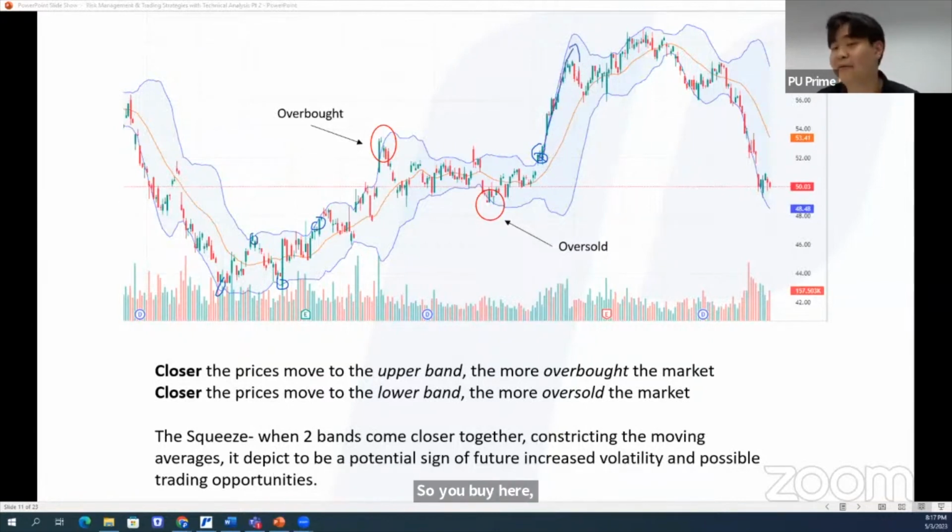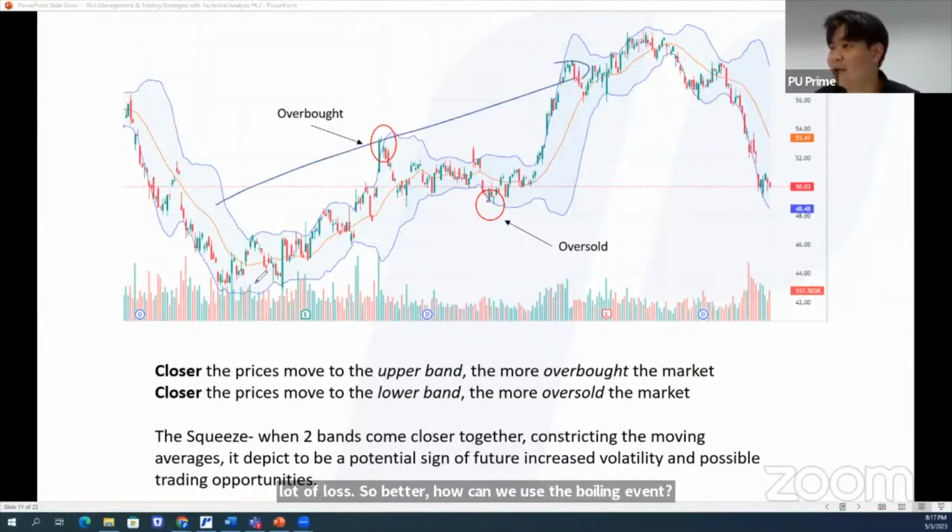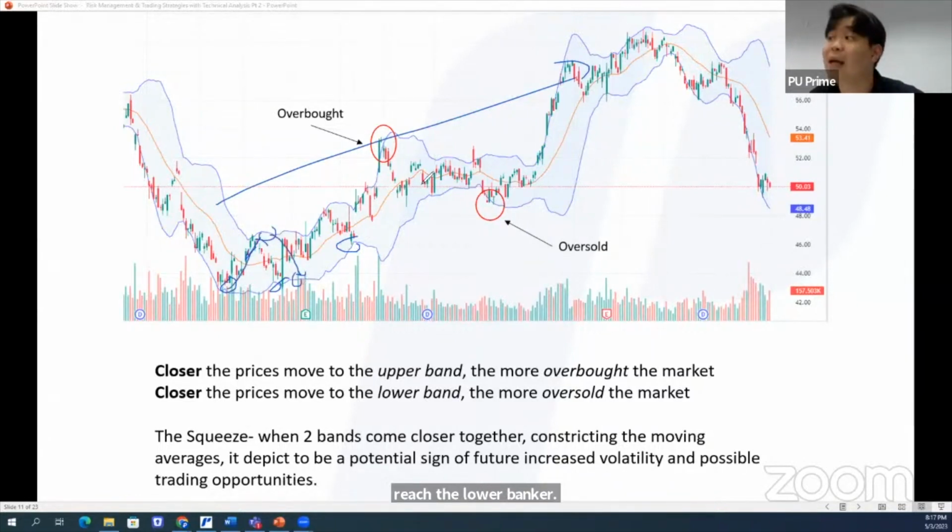So better, how can we use the Bollinger Band? We try to identify the long-term trend first. If the overall trend is upward, then we consider a buy entry order every time it reaches the lower band around here. Once it reaches again, you buy, TP, wait again, drop again until here, you buy again. So it will be good, because imagine you buy around here and then you TP around here. This is a very good profit also.